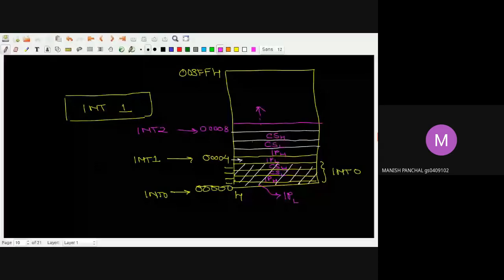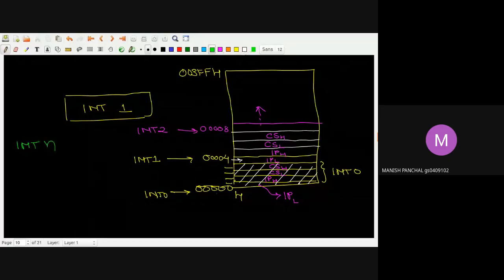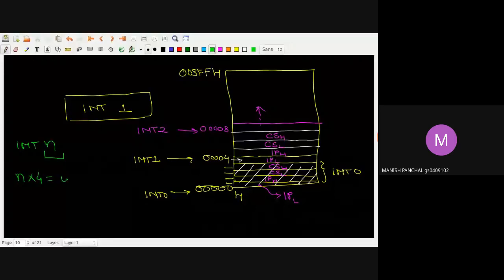For example, if you are saying INT n, then the formula says how I can get the location, the code segment location. If suppose this value is n, you multiply this n by 4, because one interrupt will require a total of 4 memory locations, and this will give the location for that one. Okay. Whatever location of your code segment.